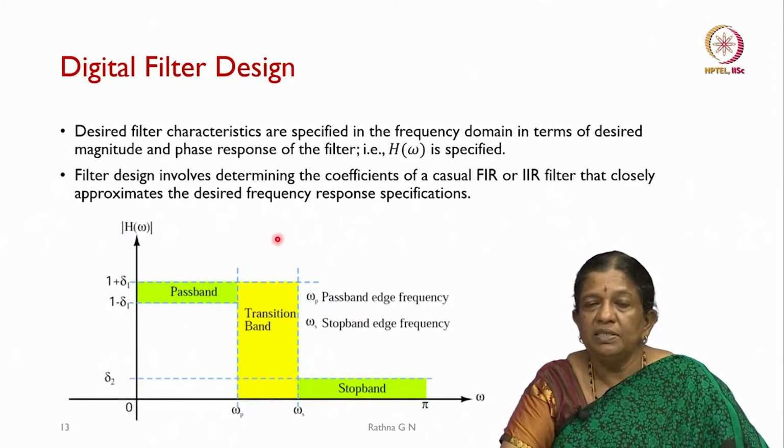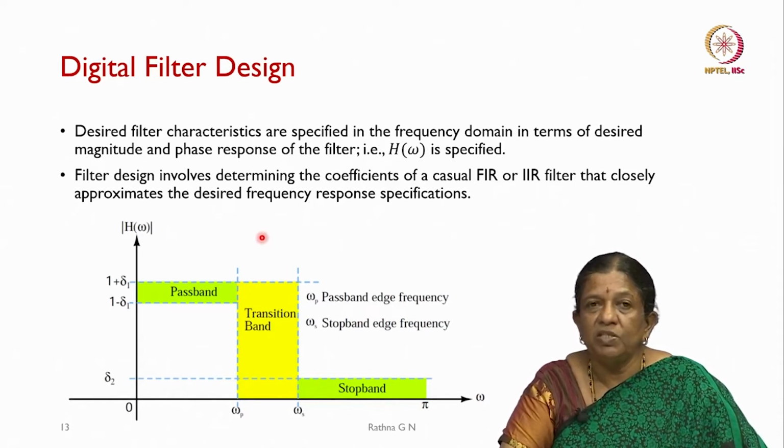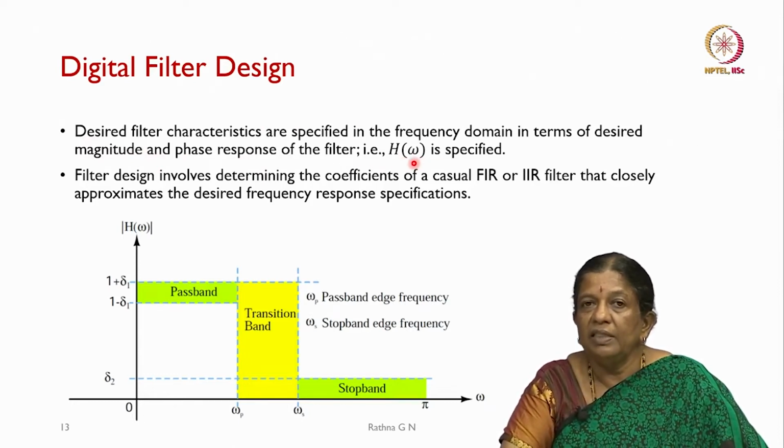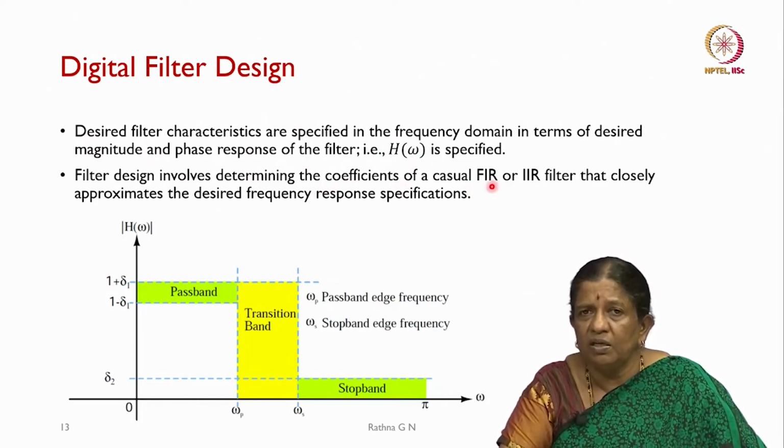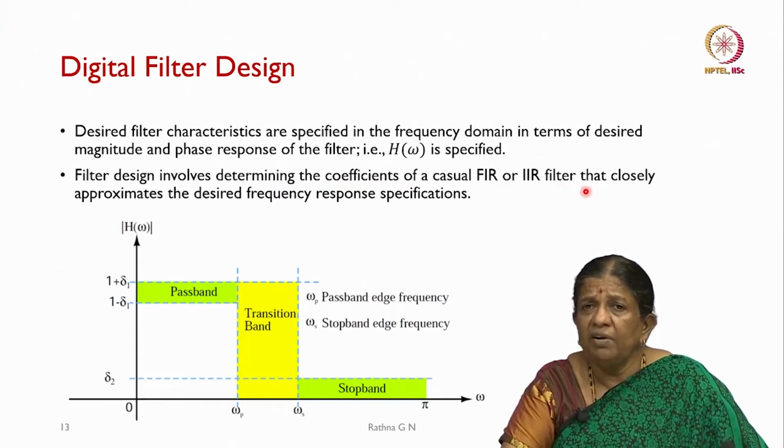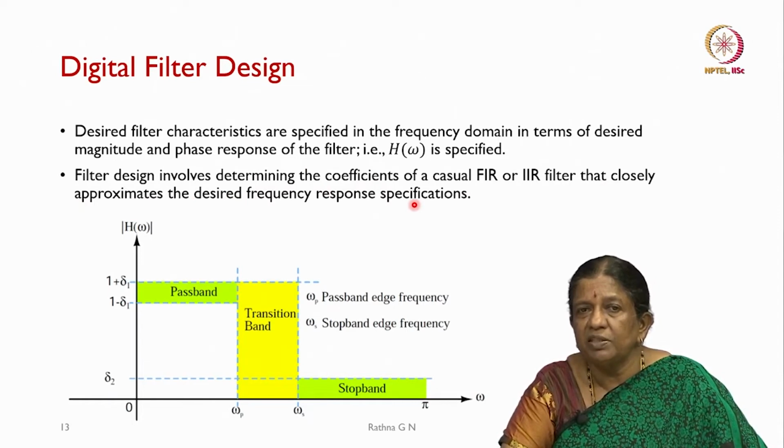Coming to the design aspect of it, these are some of the parameters we have to look at. The characteristics are specified in the frequency domain in terms of the desired magnitude and phase response of the filter. We call it H of omega in the frequency domain. So, the filter design involves determining the coefficients of our causal FIR filter that closely approximate the desired frequency response specifications. The design specification is given with this diagram.